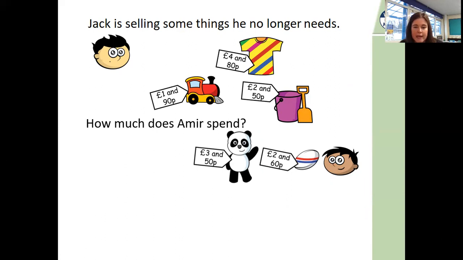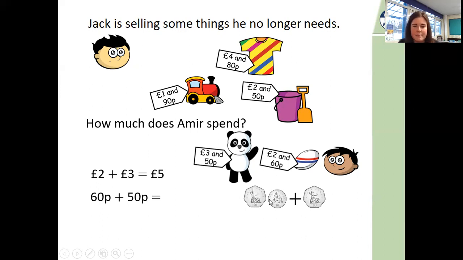Okay, so we know that we start by adding the pounds. £3 add £2 equals £5. Next, we need to add the pence. 50 pence add 60 pence. 60 pence add 50 pence will give us the same answer because we are adding. Now I know that it's going to be more than 100 pence, more than £1. So 60p add 50p: 6 tens add 5 tens will give us 11 tens. 60 add 50 is 110.